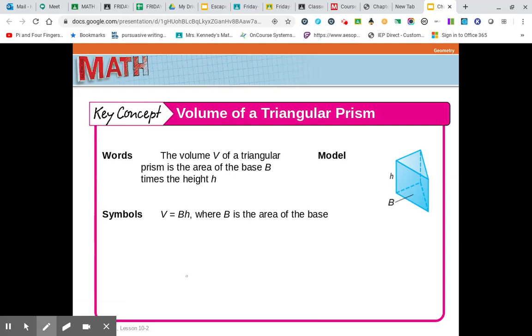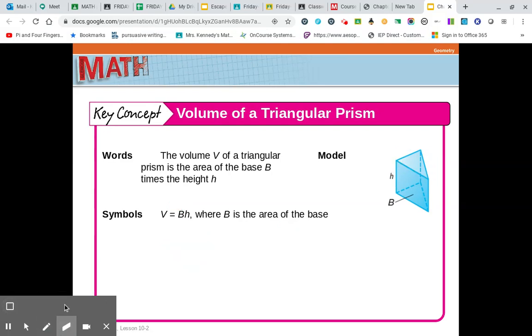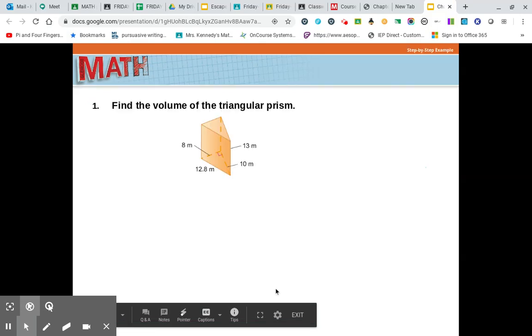But the volume is the base, but now the base is broken down to the area of a triangle times the overall height. So that little b right here is not just one number initially. You actually have to find the area of one of the bases and then multiply it by the height. I know that sounds confusing, but hopefully after we do a few problems, it'll make a little bit more sense. So let's get started.